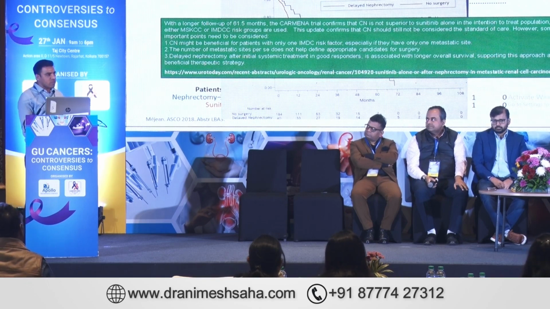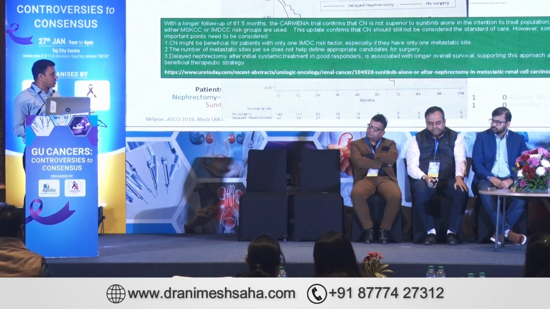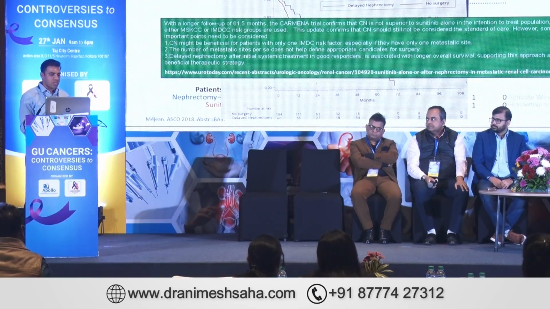Now coming to even those patients, whom do you want to choose? As he very clearly said, probably the very favorable risk subset of patients, or even if it is intermediate risk, only one risk factor with a very limited burden of disease, would probably be considered ideal for a cytoreductive nephrectomy. All other patients go for upfront systemic therapy. This is what we have learned.